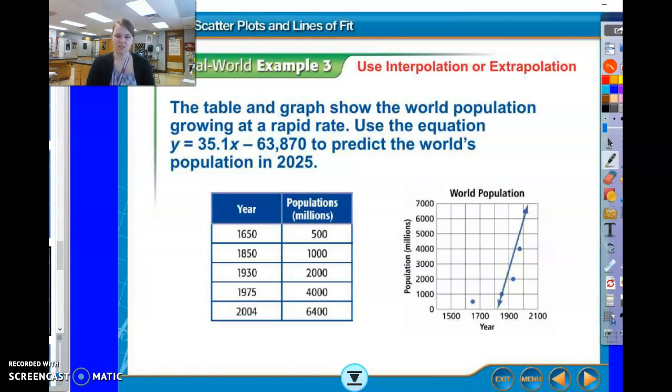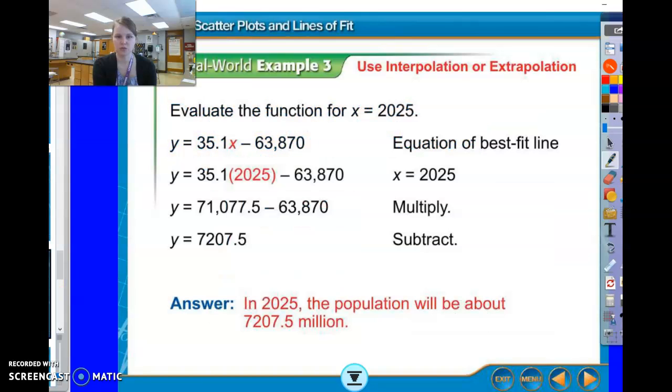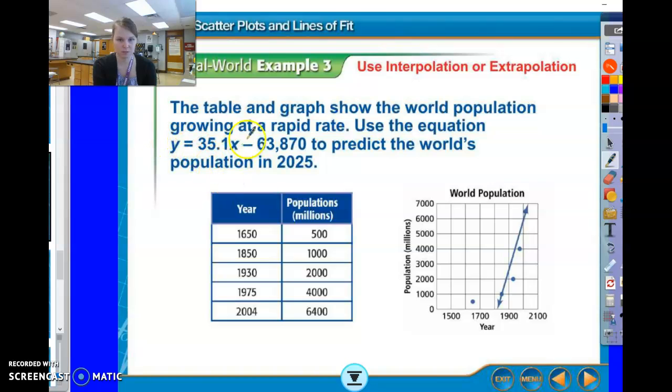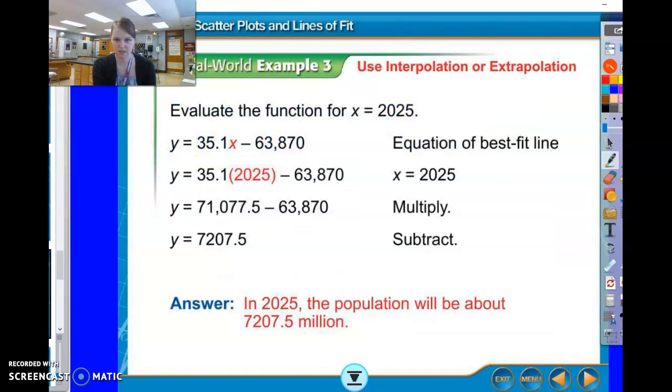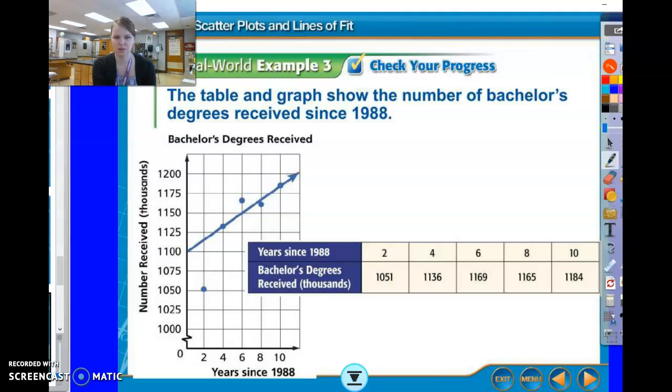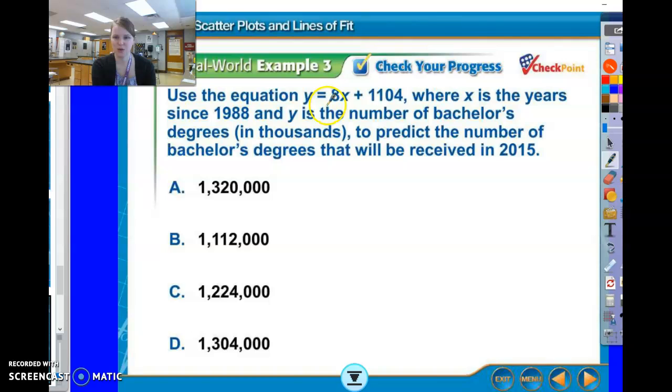So now it's saying, here's another one that we're going to use, interpolation or extrapolation. So this says the table shows the world population growing at a rapid rate. Use the equation to predict the world's population in 2025. Okay, 2025. So we're going to use this equation and plug in 2025 for x, right? That's what they did, and they solved. You try. Pause right here, see what you can do. Oh, I guess it's not asking you to do anything yet. Hold on. Table and graph shows the number. Now it says use this equation to predict the number of bachelor's degrees that will be received in 2015. Now pause right here, see what you can do.